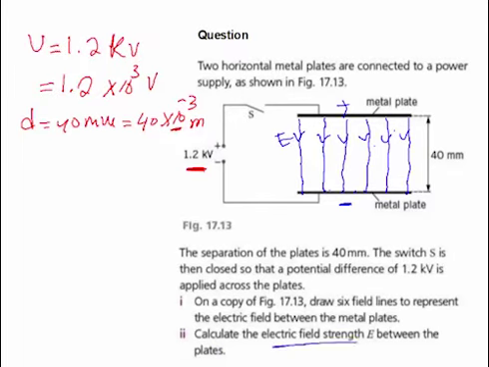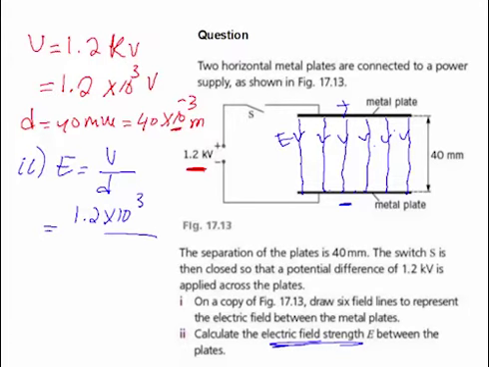Calculate the electric field strength E between the plates. So to calculate E, we have to write E. Now what we have here according to V over D, so it is directly V divided by D. It will be 1.2 times 10 to the 3 divided by 4 times 10 to the minus 3, and this is going to give us 3 times 10 to the 4. Here we have volt per meter.